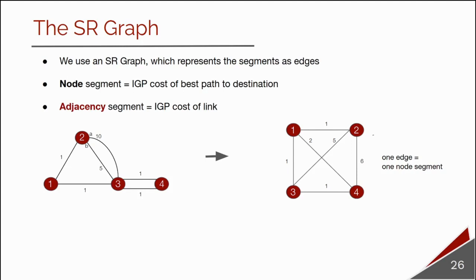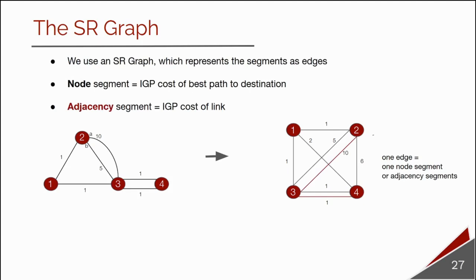But here you may have realized that the adjacencies are missing, so I also need to add adjacency segments. For example, once I'm on node 2, I may want to use the adjacency A specifically, which had an IGP cost of 10, so I add this on the graph, and then I'm done. I have an SR graph where all my segments are represented as edges. This construct is actually performed by all routers or sometimes path computation elements once segment routing is enabled.